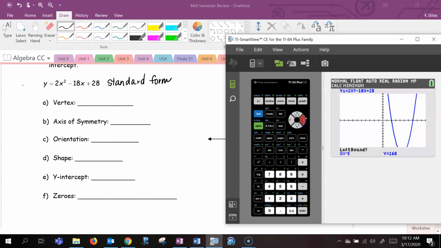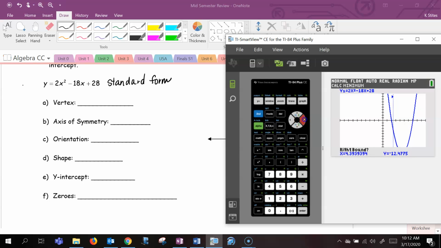Oops, sorry, I'm going the wrong way. Let's try the other way. So my y's are getting smaller, so eventually I'll get there. Keep on going. There it is. Okay, so left bound, I'm on the left, I press enter. Right bound, I'm going to keep on going to the right.